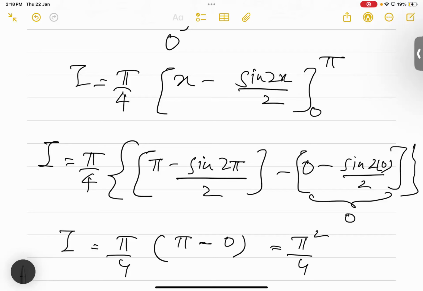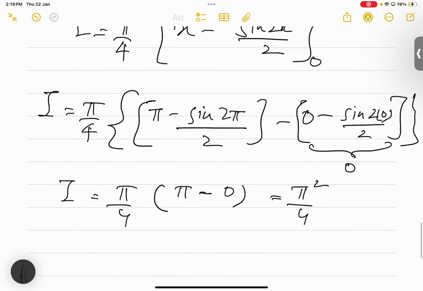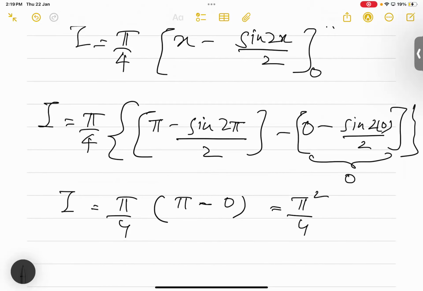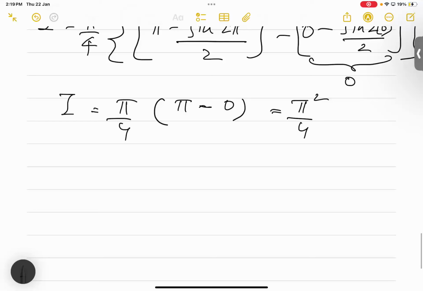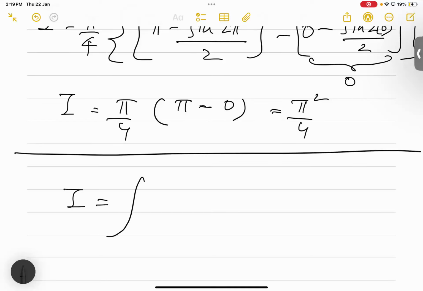Next problem. Sine square x. Why do you have to multiply and divide by two? How will you do the integration of sine square x? Integration. Next problem. Those who want to try can obviously start.